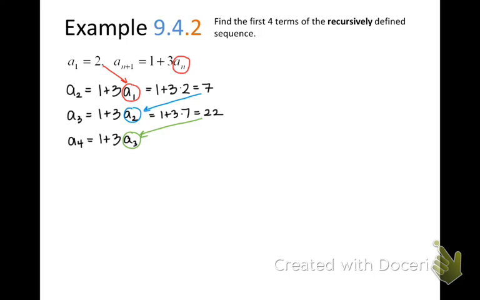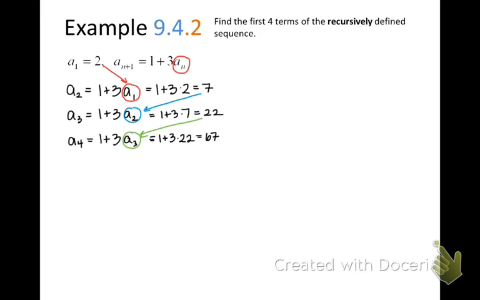So that ends up being 1 plus 3 times 22, which is going to be 67, right? So now you'll notice that I only wanted the first 4 terms. I've done that. Why can't I jump down and just find a sub 10?